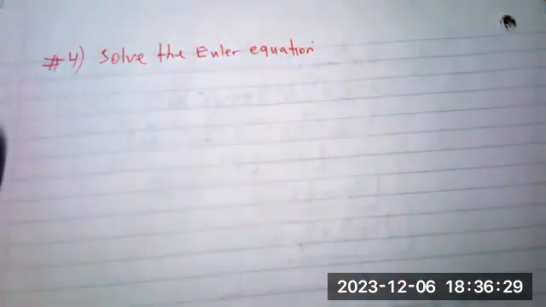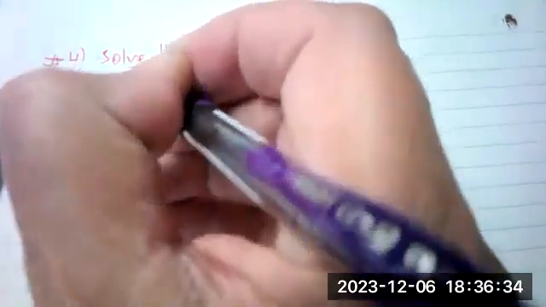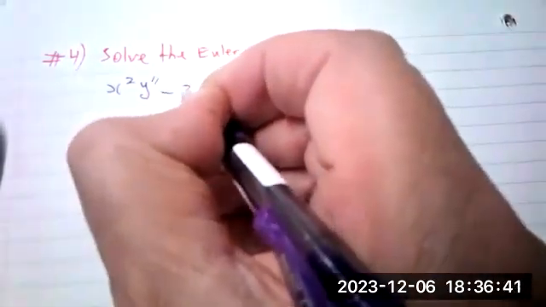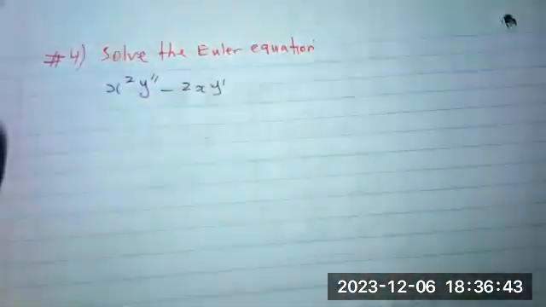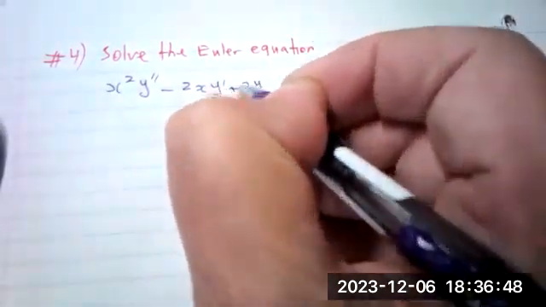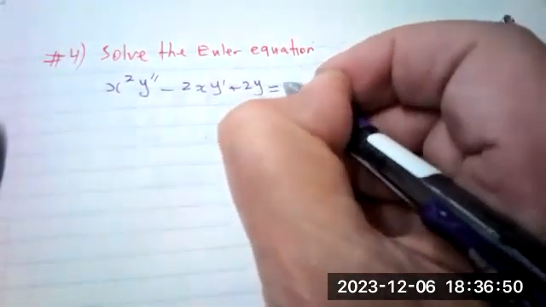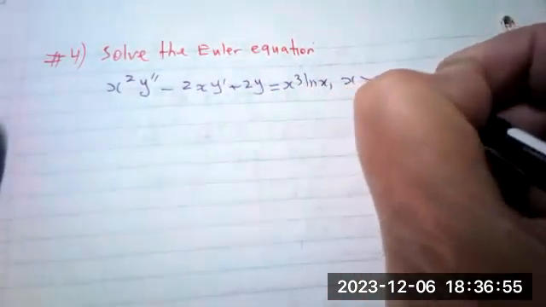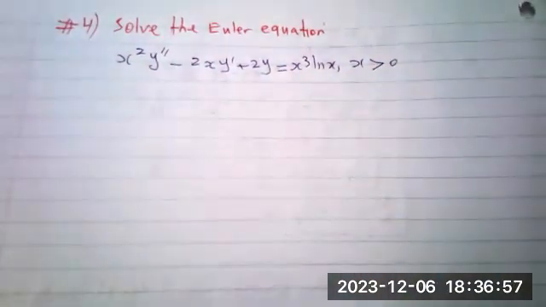You know that the format of this equation is when you say x squared, you must have y double prime. You have this same dimension. x squared y double prime minus 2x, then you have to have the y prime. And the next one, there is no x, so it's y, which is 1. And it is equal to x cubed ln x, and x must be positive because of the domain of the natural log. Okay, let's call it the Euler equation.